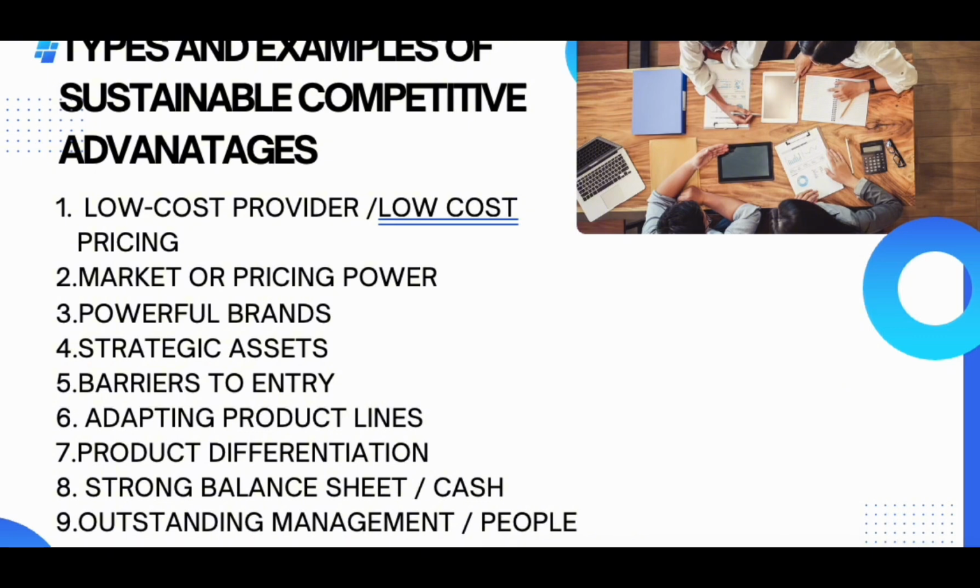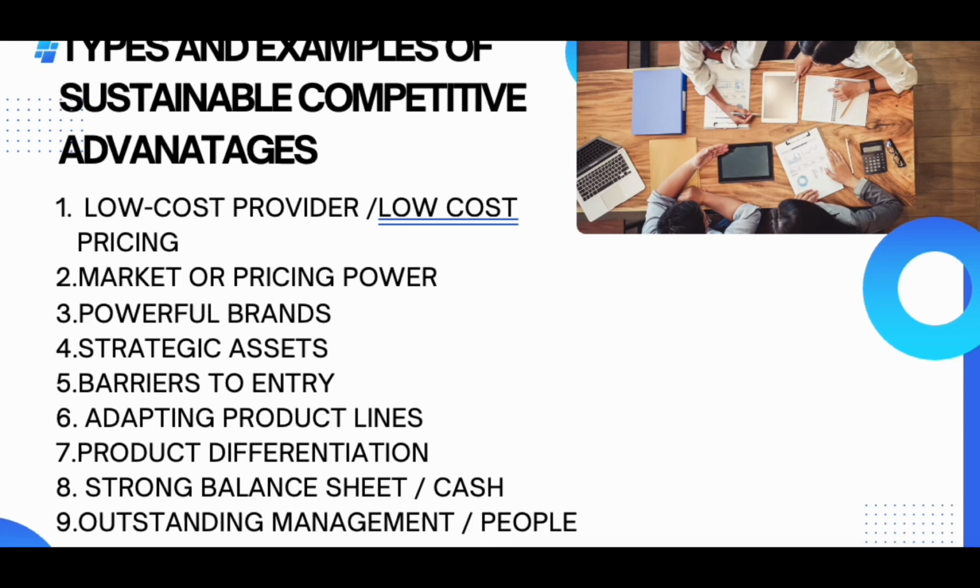The first is low-cost provider or low-cost pricing. Number 2 is market or pricing power. Number 3 is powerful brands. 4, strategic assets. 5, barriers to entry. 6 is adapting product lines. 7 is product differentiation. 8 is strong balance sheet or cash. 9 is outstanding management or people.